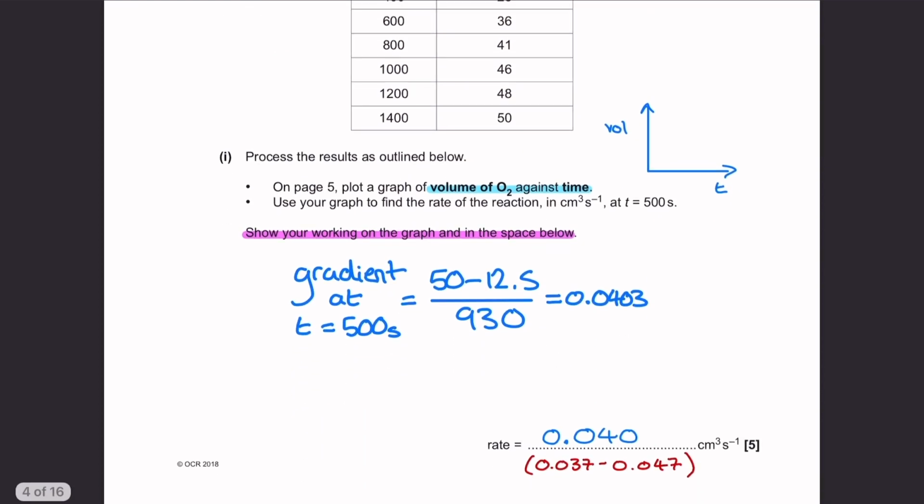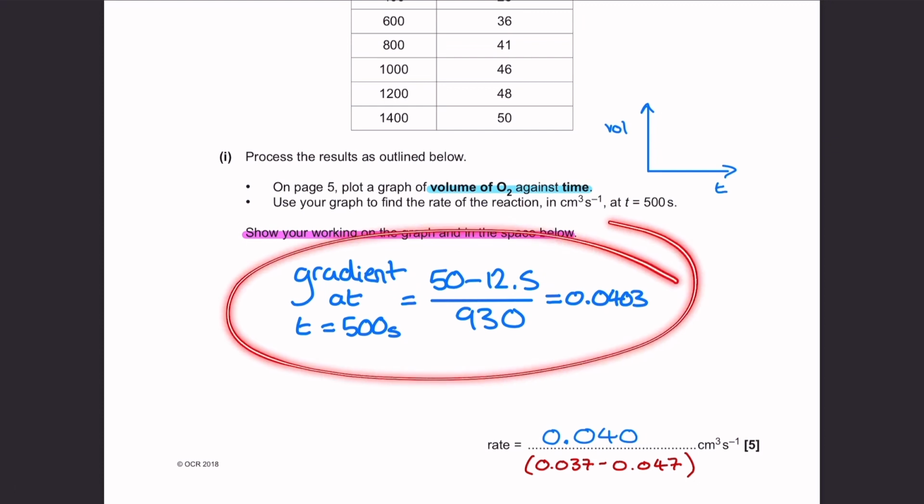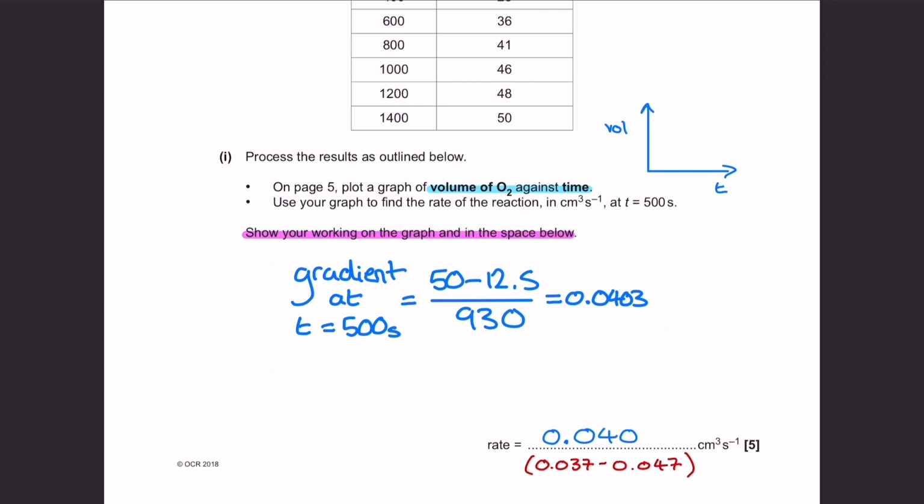Notice the instructions. Try to ignore my gradient calculation here just for a moment, but notice the instructions. We're told to process the results as outlined below. We need to plot the graph, and then we need to use the graph to find the rate of reaction at time equals 500 seconds, and we need to show our working on the graph and in the space below.